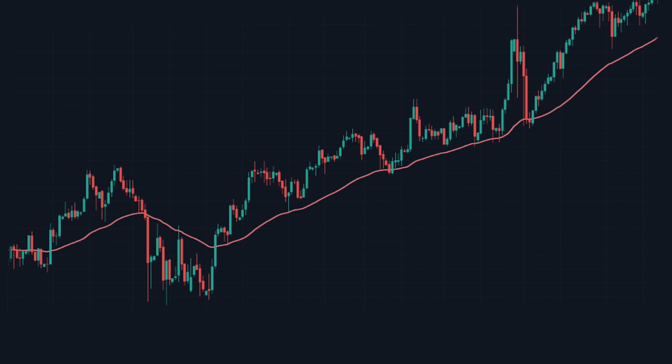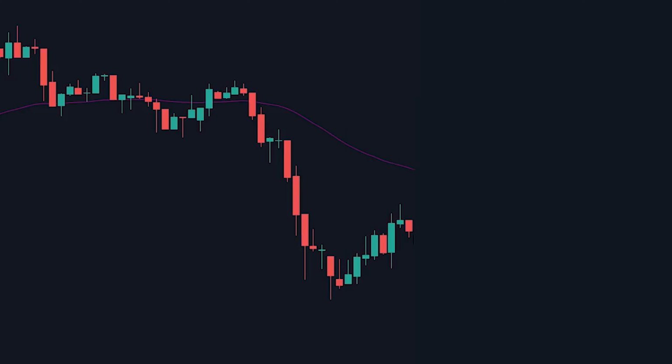This is a very important tool to keep in the back of your head. As an example here, the price makes a big dip downwards away from the moving average. This would be a good time to buy because we know mean reversion is a thing and the price will likely return back to the average.